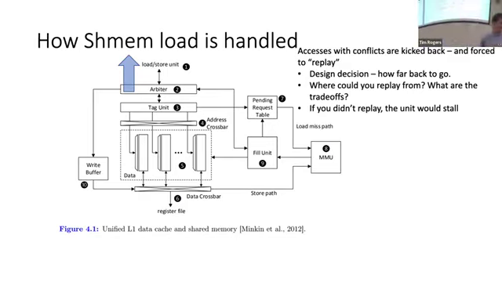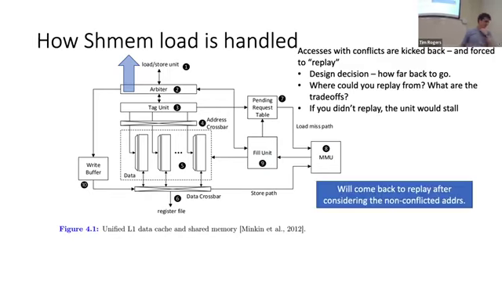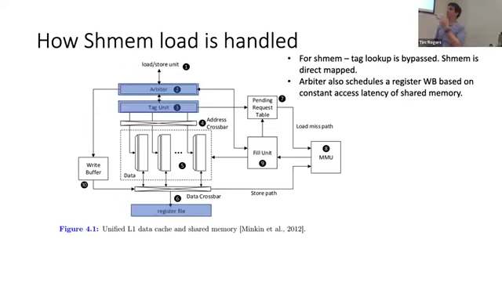Okay. All right. So yeah, we'll come back to replay when we talk about the non-conflicted addresses. We'll go through the non-conflicted addresses first. So for shared memory, we don't do any tag lookup. So let's assume now that we have a set of unconflicted addresses and they're going to keep going through the pipeline. Oh, I'm out of time.